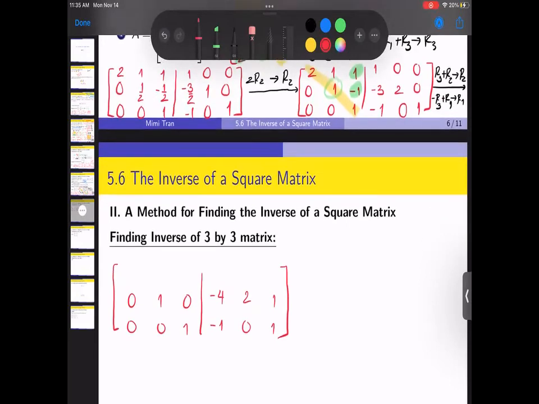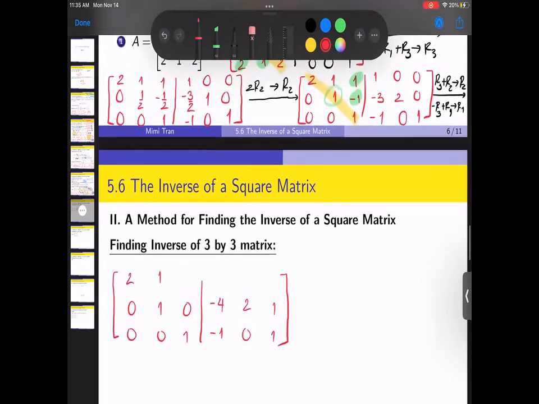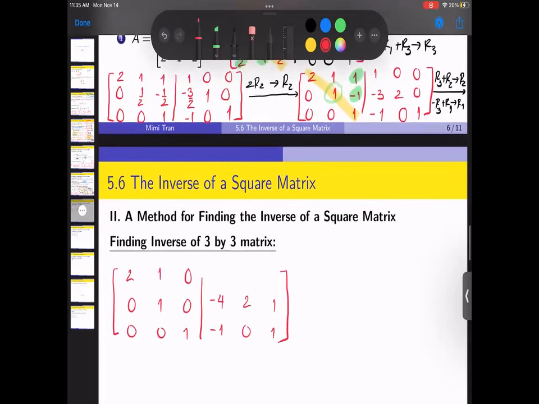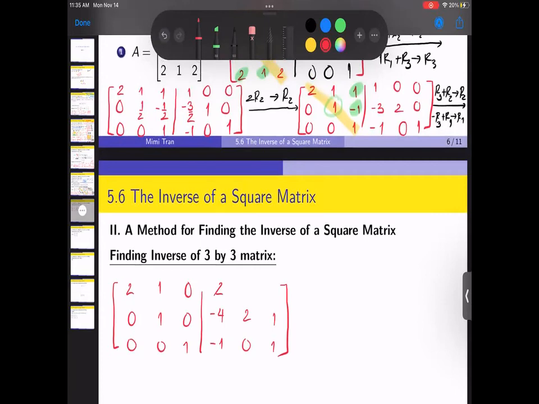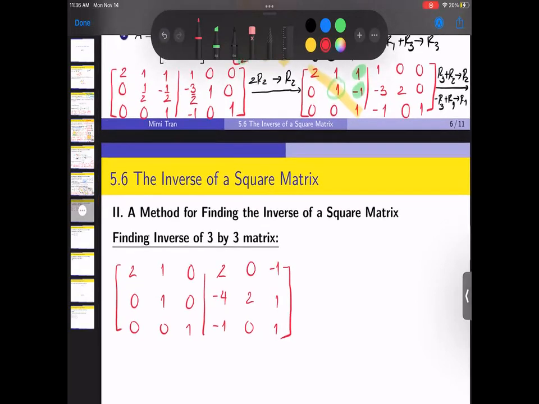So 0 plus 2 is 2. 0 plus 1 is still 1. Negative 1 plus 1 is 0. Negative 1 times negative 1 is positive 1, plus 1 is 2. Negative 1 times 0 is 0, so 0 here. And then negative 1 plus 0 is negative 1. Almost done. Almost done. I need to make this 0.